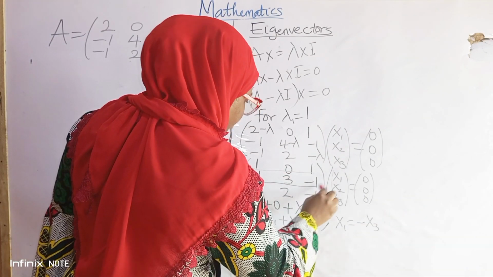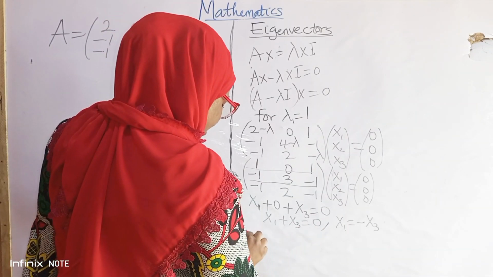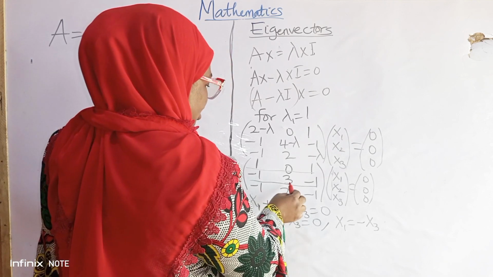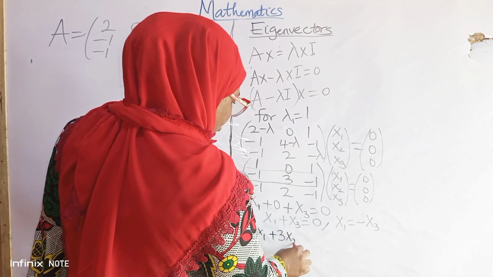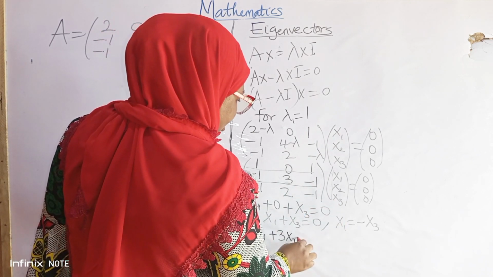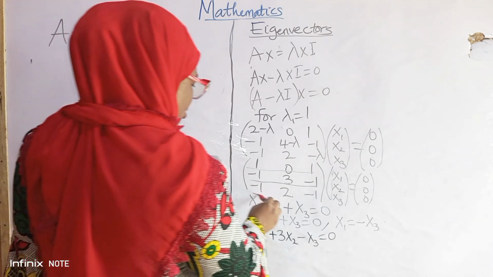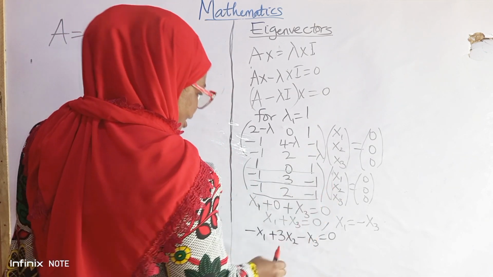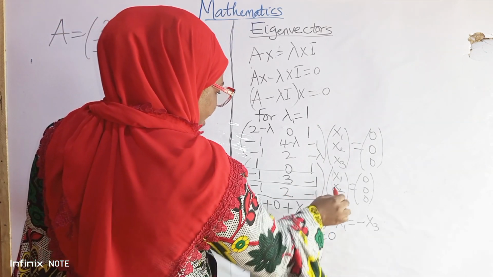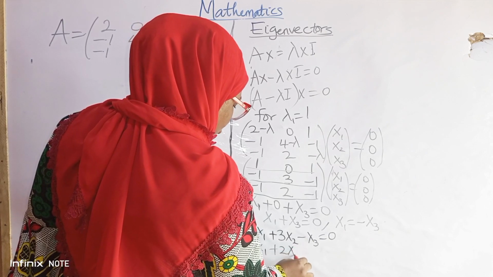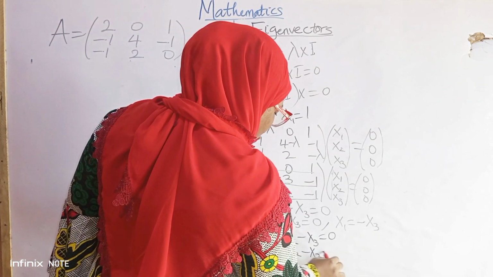Row 2 multiplied by this column matrix. That will be minus 1 multiplied by x1, that is minus x1, plus 3 multiplied by x2, that is plus 3x2, minus 1 multiplied by x3, that is minus x3, is equal to 0. Also, row 3: minus 1 multiplied by x1, that is minus x1, plus 2 multiplied by x2, plus 2x2, minus 1 multiplied by x3, that is minus x3, is also equal to 0.